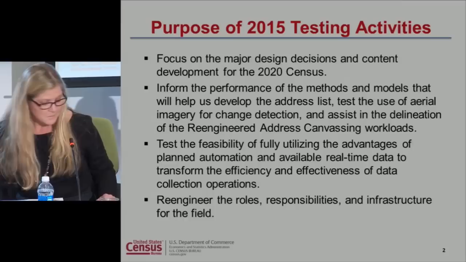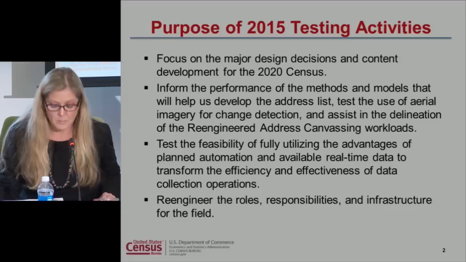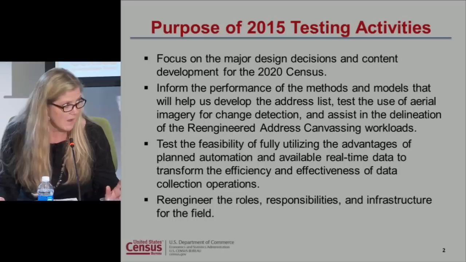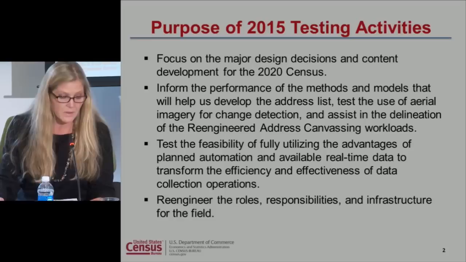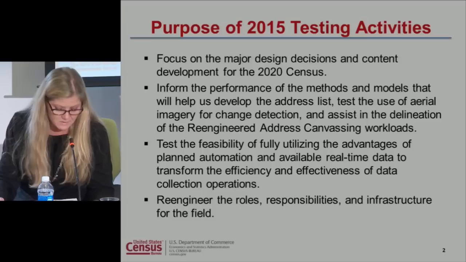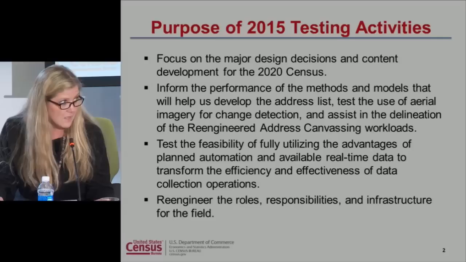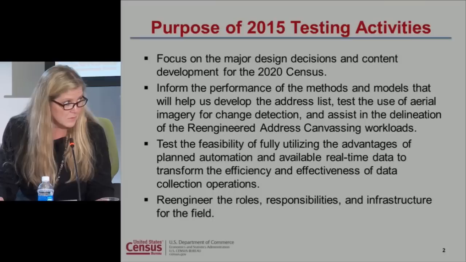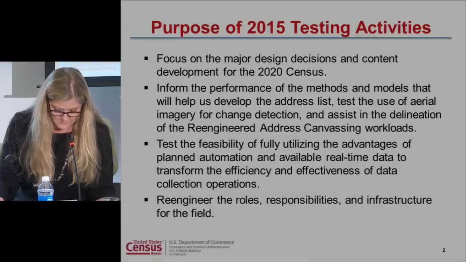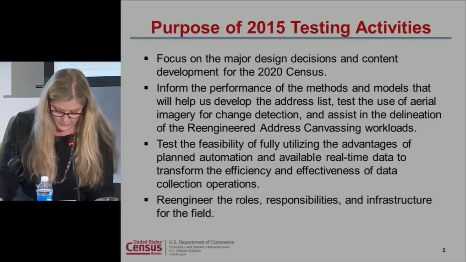I know you saw this slide back in the fall, but many people weren't part of that update, so I just wanted to cover the high-level testing objectives again. For the purpose of the 2015 census test, objectives are to focus on the major design decisions and content development for the 2020 census. We will inform the performance of the methods and models that will help us develop the address list, test the use of aerial imagery for change detection, and assist in the delineation of the re-engineered address canvassing workloads. We will also test the feasibility of fully utilizing the advantages of planned automation and available real-time data to transform the efficiency and effectiveness of data collection operations. And we are also looking to re-engineer the roles, responsibilities, and infrastructure in the field.